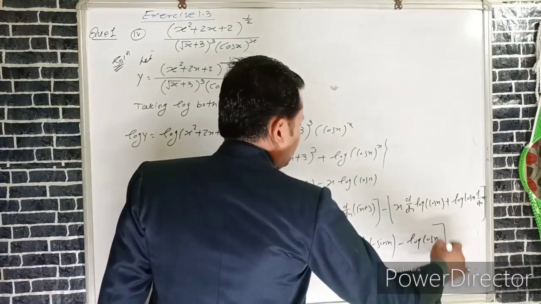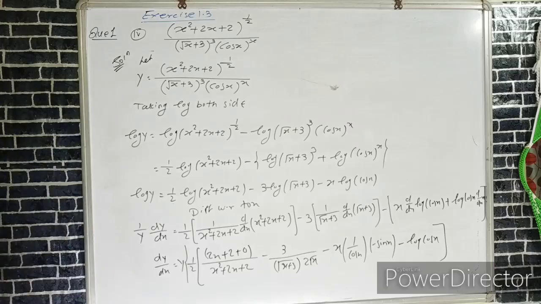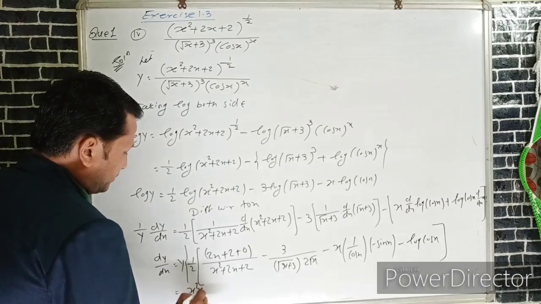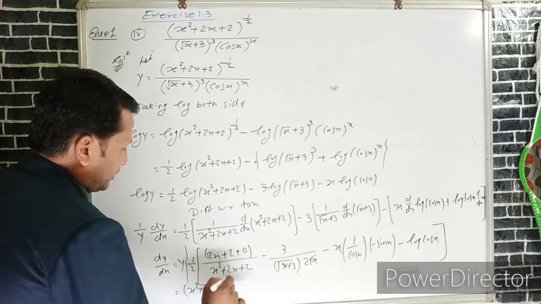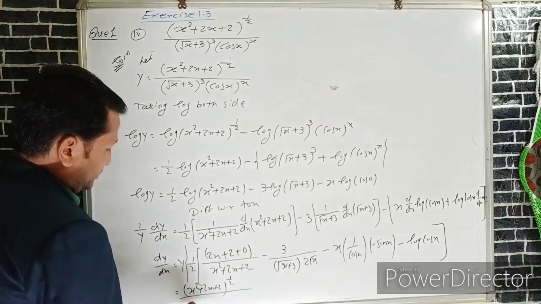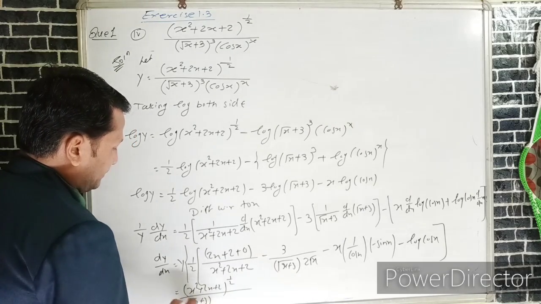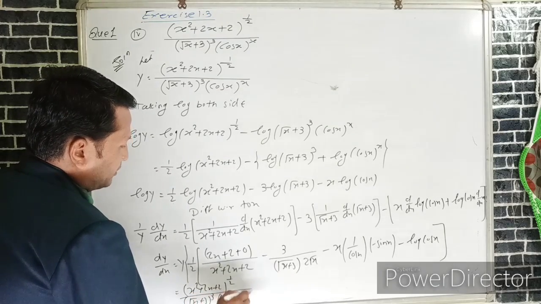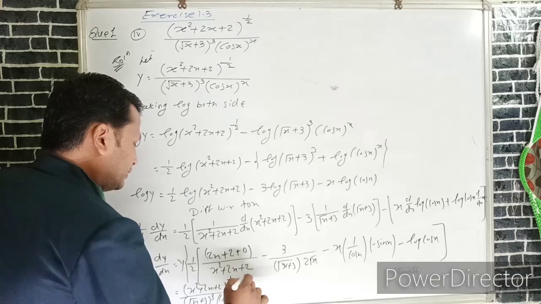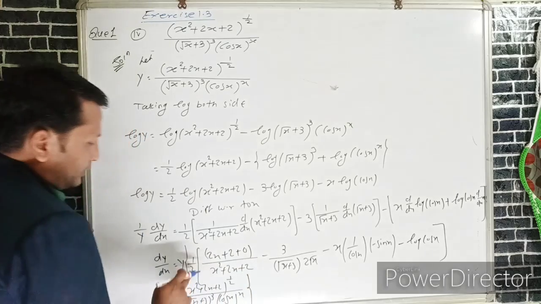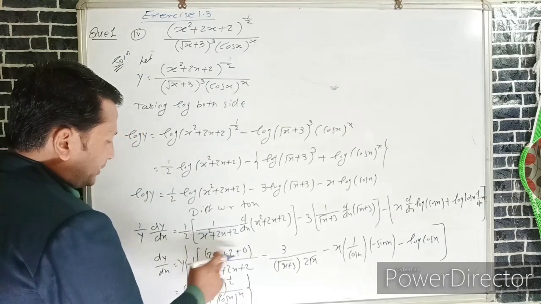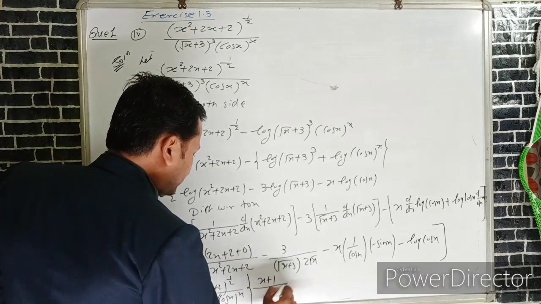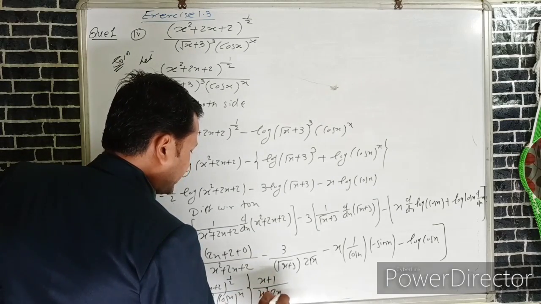Now if we substitute the value of y, which is x square plus 2x plus 2 whole raised to the power 1 by 2 upon root x plus 3 bracket cube into cos of x whole raised to the power x, into, here if we take 2 common, these 2 and 2 are cancelled, we can write x plus 1 upon x square plus 2x plus 2.